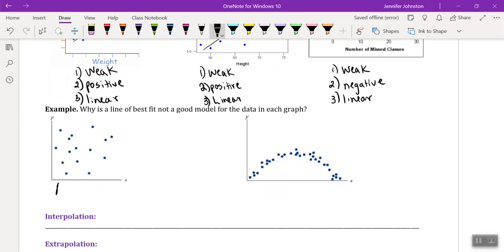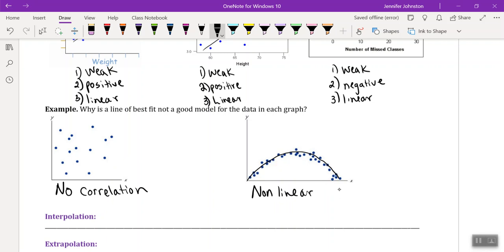Well, hopefully you guessed that this is, what is it, Addison? No correlation. So then we're not going to know is it positive, is it negative, is it weak, is it strong? And then same with this. This is non-linear.